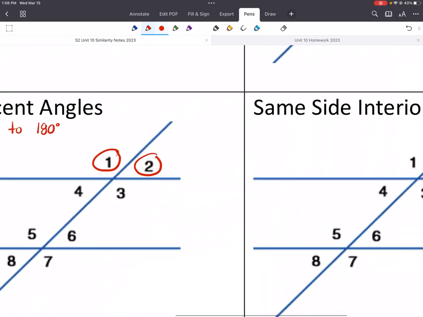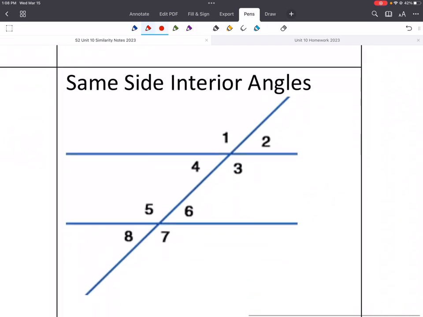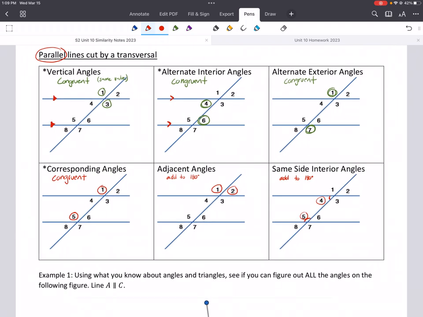All right, and then the last one is same side. So they're all on one side of that transversal, and it's interior. So like 4 and 5, those would be same side interior angles. And what should we know about that? Well, these aren't congruent. Again, this looks like a much bigger angle than this. But we do know that they are supplementary, that they will add to 180 degrees. Okay?